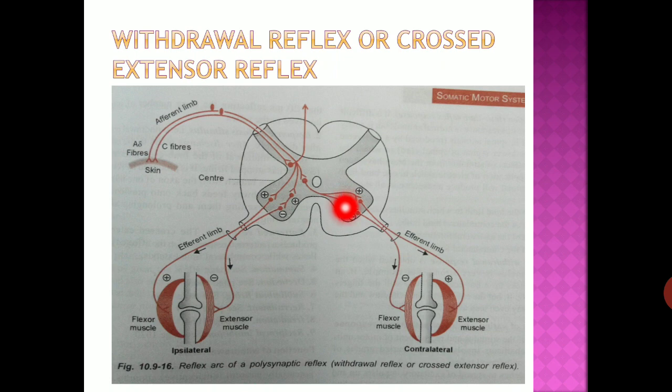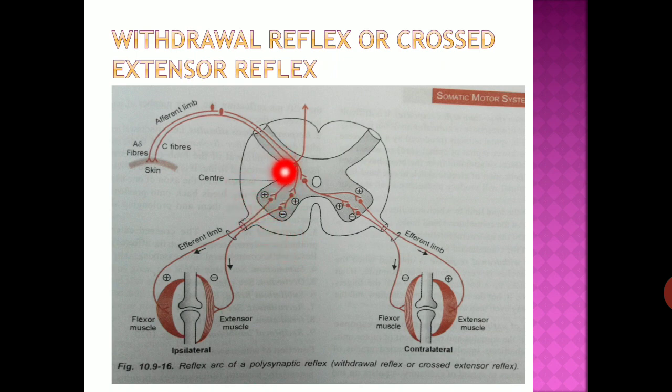In the lower limbs, the cross extensor reflex allows one limb to support the body while the other is raised off the ground. So it is also responsible for maintaining posture during excessive irritating or painful stimuli. One limb is withdrawn from the damaging stimulus, and one limb is responsible for maintaining posture. So it is known as a cross extensor reflex.